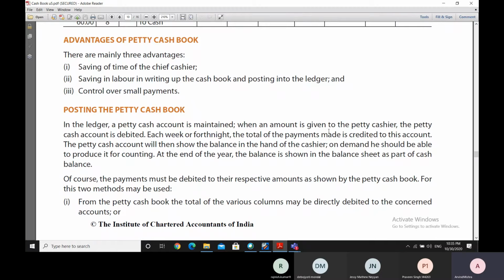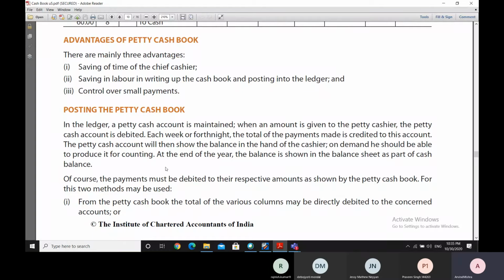So when the petty cashier gets this payment, this account is debited, and when he makes any payment, this account is credited. The petty cash account will then show the balance in the hand of the cashier at any point of time. On demand, he should be able to produce the cash for counting, in order to be able to check whether he's showing every entry in a correct way.